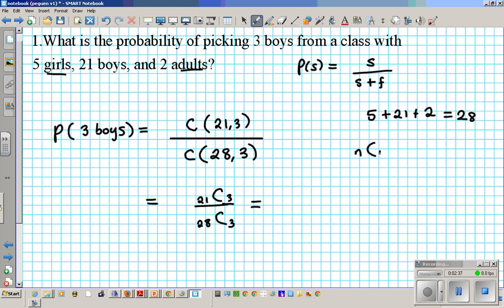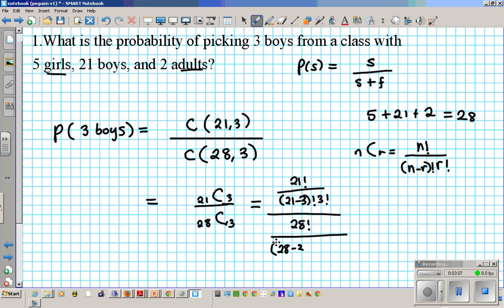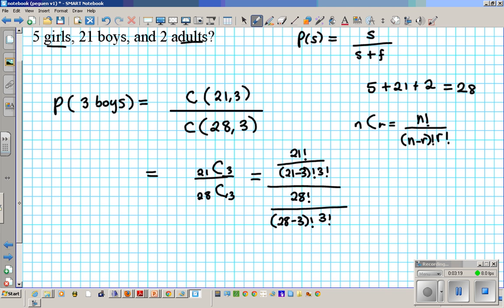And then you can apply the combination formula. You know nCr is basically n factorial over n minus r factorial times r factorial. So in this case, it's going to be 21 factorial over 21 minus 3 factorial, 3 factorial. That's the successful outcomes, over the total on the bottom, which is 28 factorial divided by 28 minus 3 factorial, 3 factorial. And then basically work these two out independently, and then you divide your answers, and that will give you the result. Okay.